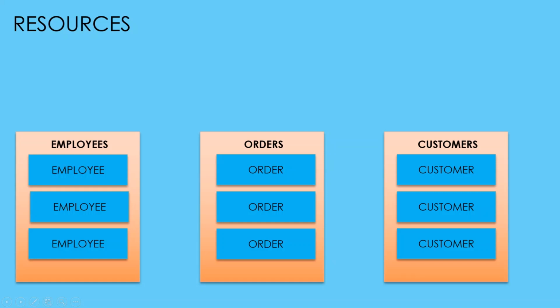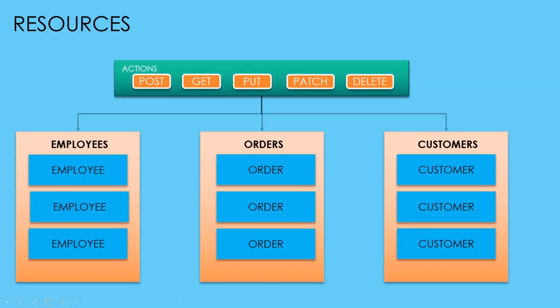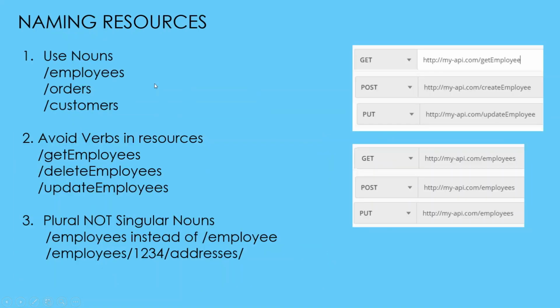Now when I talk about a set of actions to be performed on a particular resource, for example employee, order, and customer, it means that I can do operations like create, read, update, and delete, which is nothing but post, get, put, patch, and delete. Now let's move on to naming the resources. While naming the resources, you should always use nouns. For example, employees, orders, customers. You should avoid the usage of verbs in resources like get employees, delete employees, update employees.